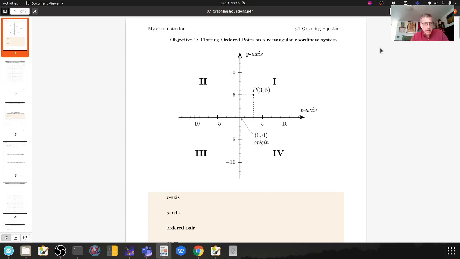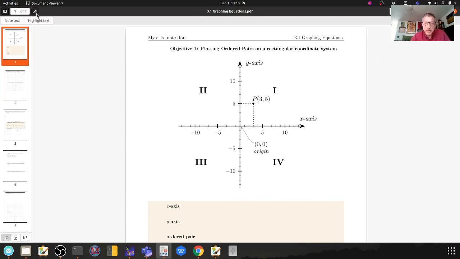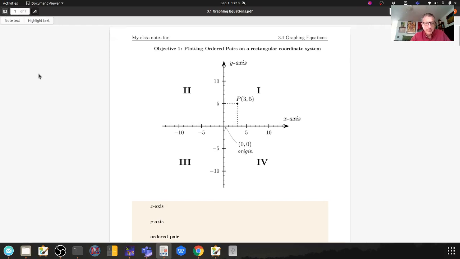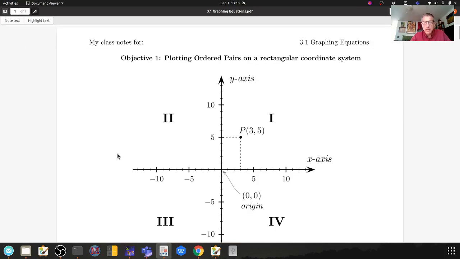Okay, we're going to start the first part of Chapter 3, Objective 1. You're going to be introduced to a huge step forward in the history of mathematics. It's called the rectangular coordinate system. It's also called the Cartesian plane.